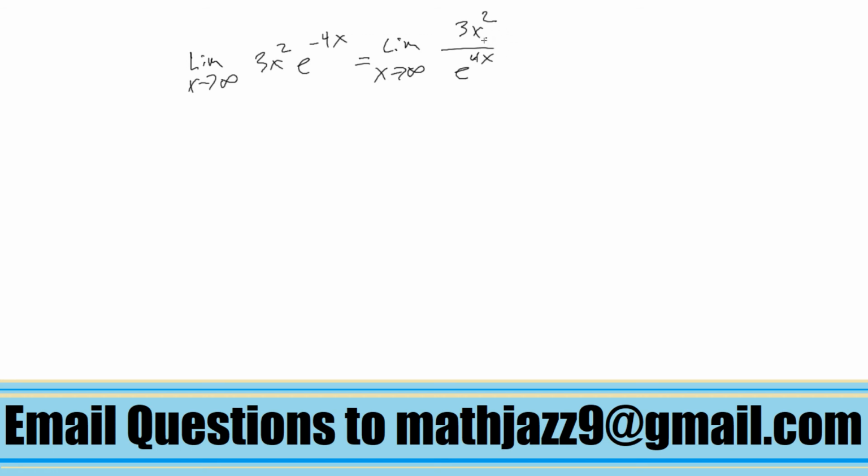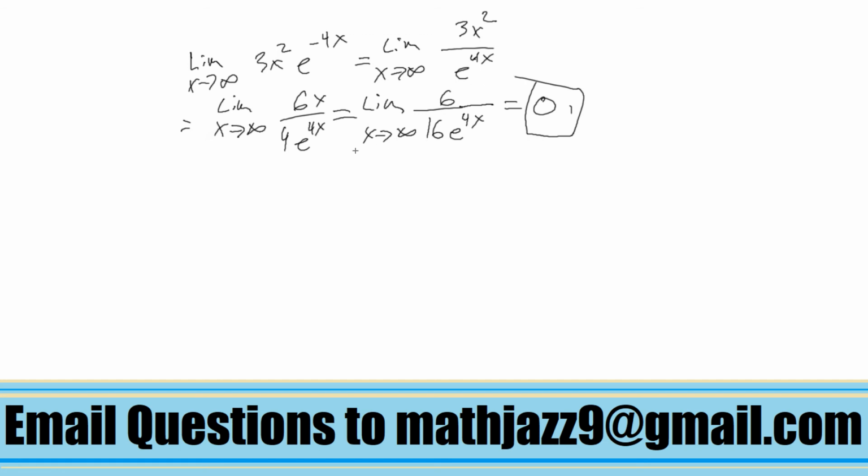So infinity over infinity means that we can use L'Hopital's rule. We get the limit as x goes to infinity of the derivative of the top, which is 6x, over the derivative of the bottom, which is 4e to the 4x. We plug in infinity, we still get infinity over infinity, so we use L'Hopital's rule again. We get the limit as x goes to infinity of 6, which is the derivative of 6x, over 16e to the 4x. The top is a constant, so its limit is itself. The bottom goes to infinity, so constant over infinity equals 0. 0 is our limit here.